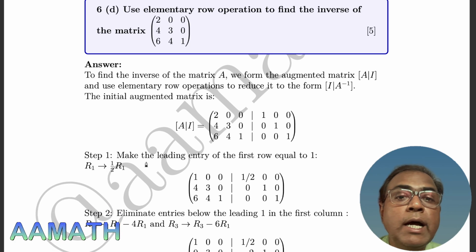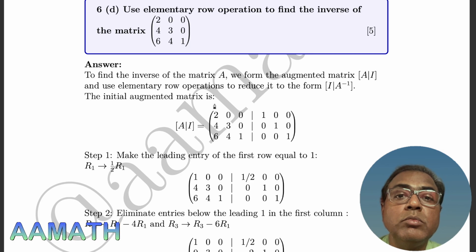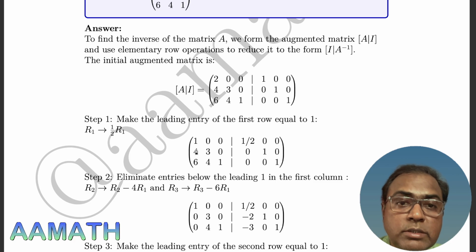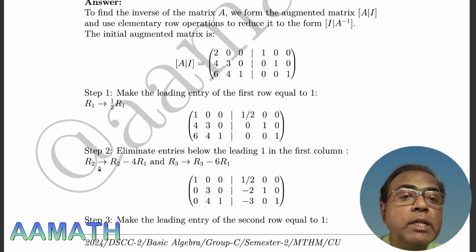First operation: new R1 equals old R1 by 2 to get the element 1 in the 1 1 position. And in the first column below the leading one, we want 0 in this position. So the next operation is R2 equals R2 minus 4R1 and R3 equals R3 minus 6R1.